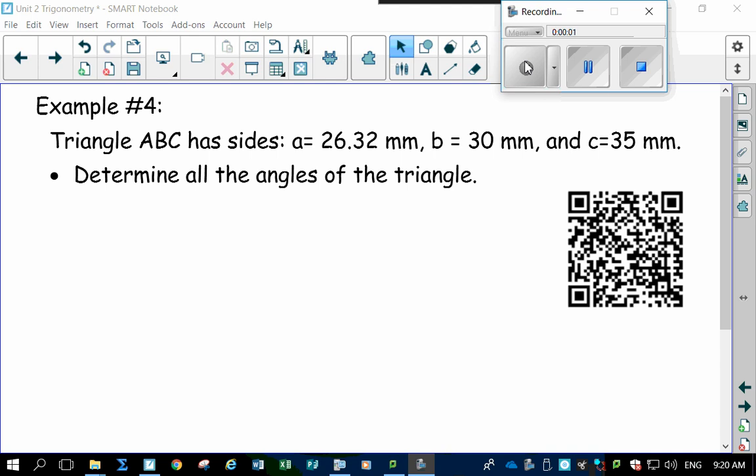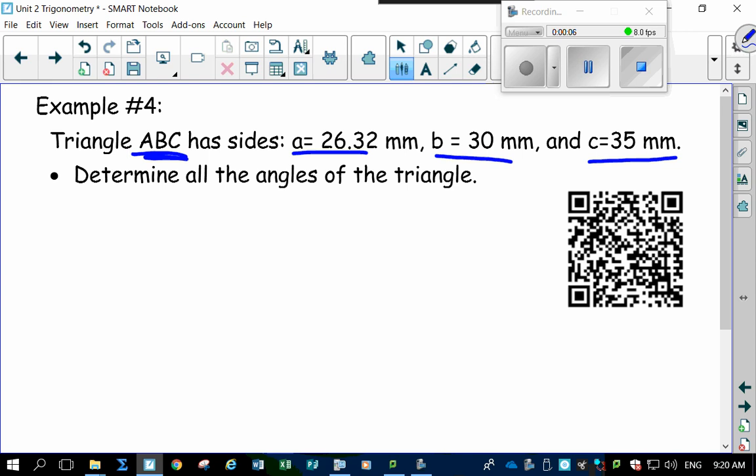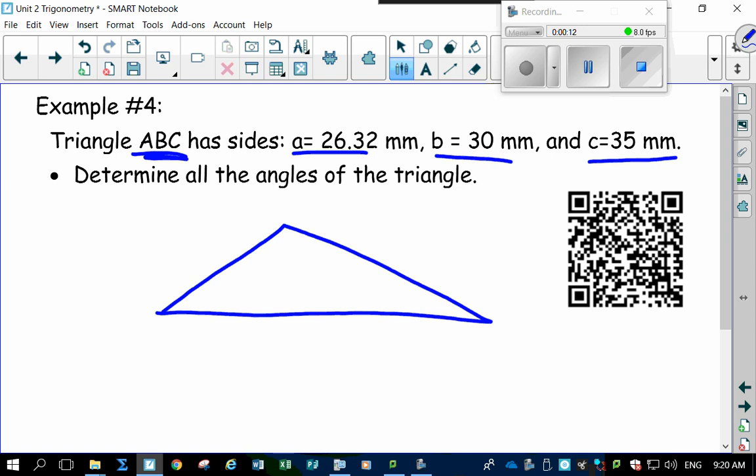Here's a really cool question. It says triangle ABC has these sides, this one and this one. So what do you do? Well, just draw the triangle. The triangle is very, very simple. Draw any kind of triangle at all. A, B, C. There, label it.